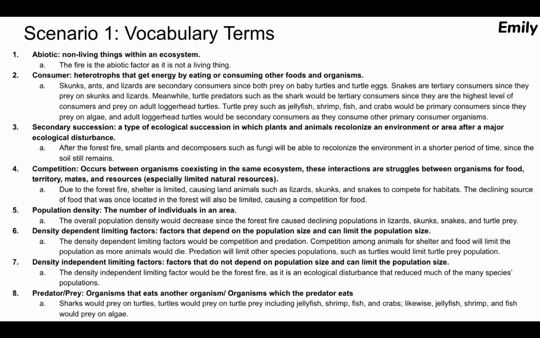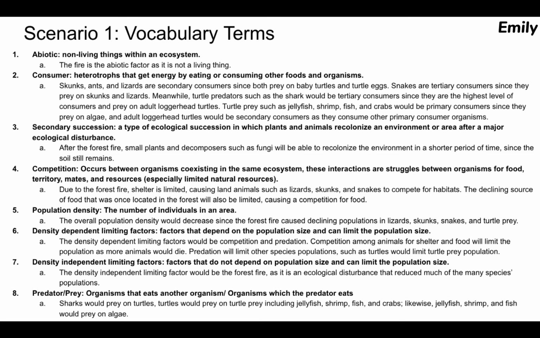Next, density-independent limiting factors are factors that do not depend on population size and can limit the population size. The density-independent limiting factor in this scenario would be the forest fire, as it is an ecological disturbance that reduced much of the many species populations.